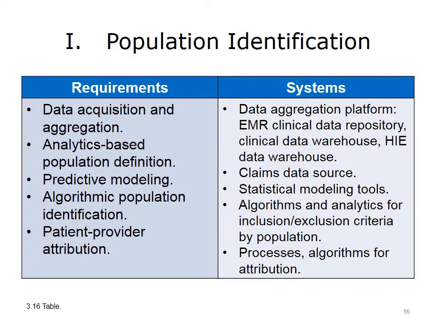Patient-provider attribution is also a requirement. In other words, what provider is the patient seeing, so that that provider will be able to be rewarded for better quality outcomes. Processes and algorithms for attribution are necessary to have in place so that we can say, who provides the majority of care for this patient?